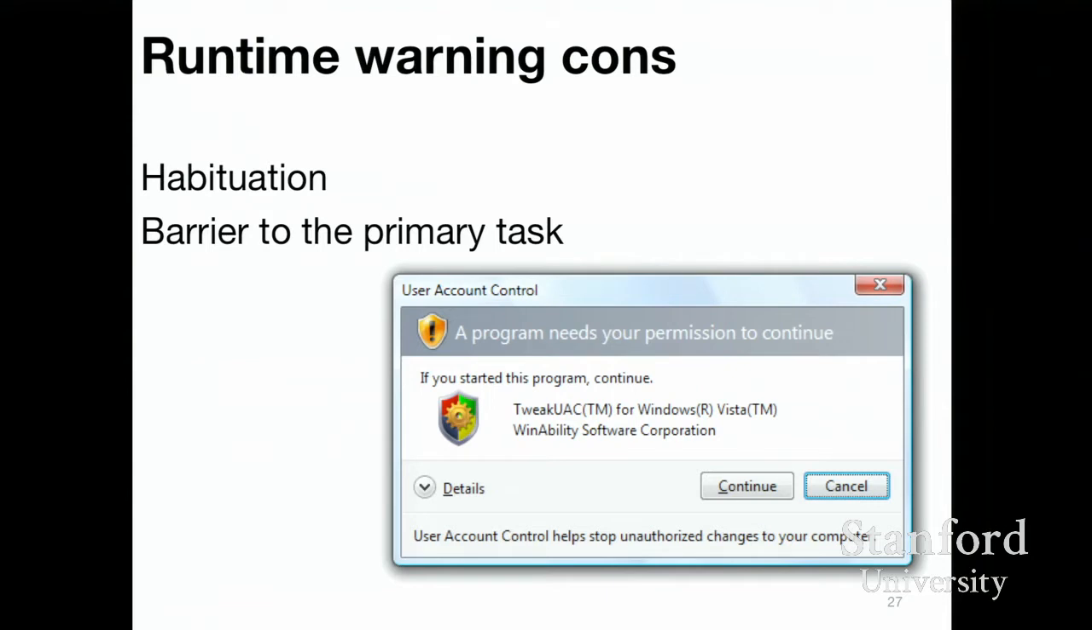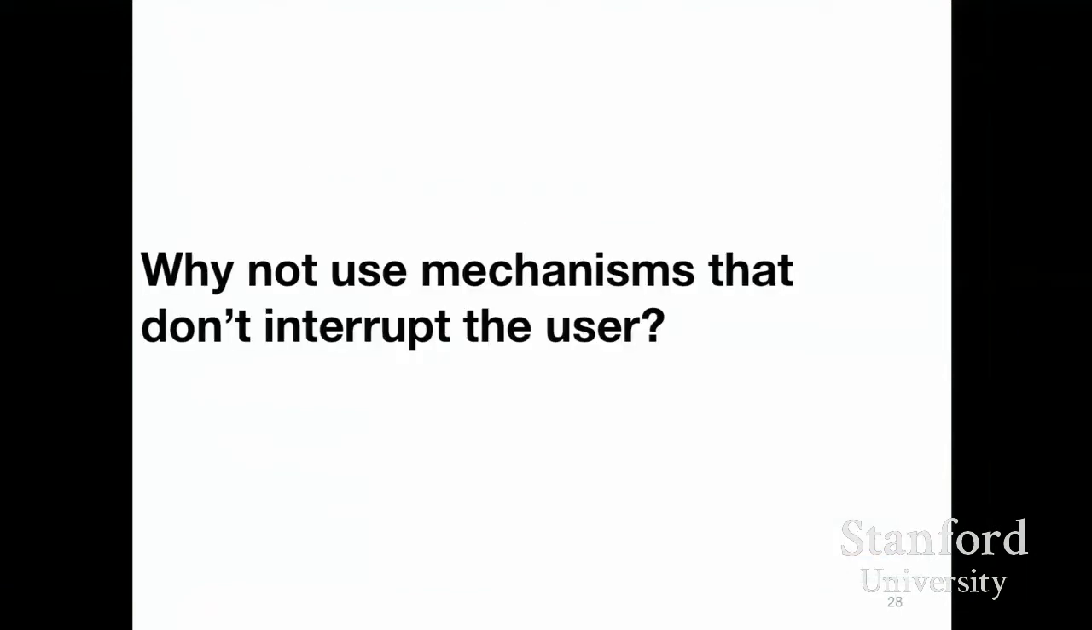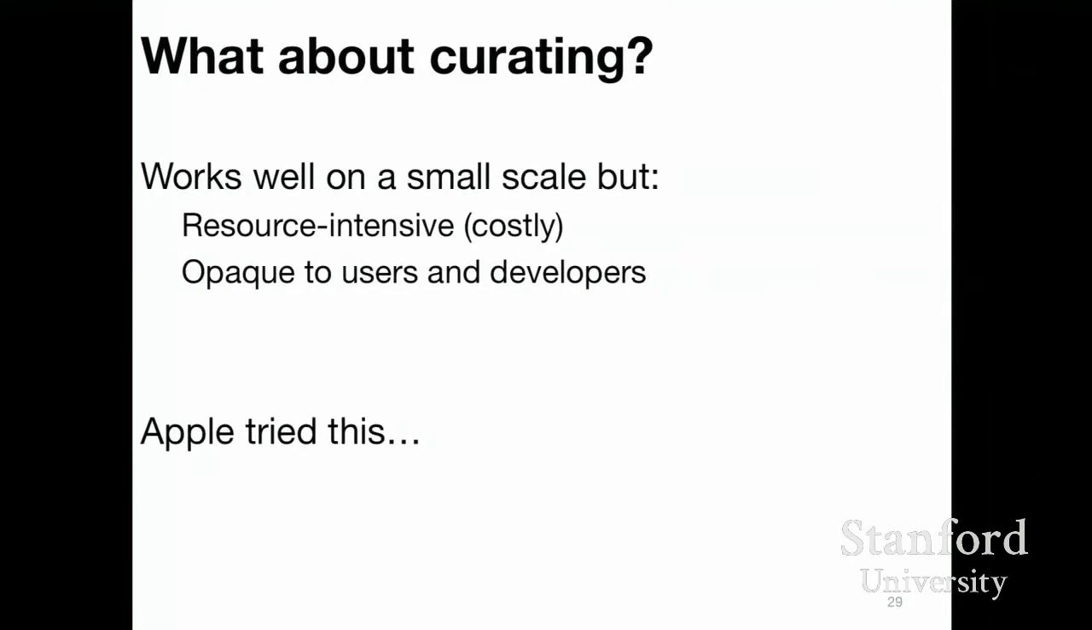So Microsoft got a lot of flak for this in Windows Vista. They had this User Account Control. Whenever an application required any sort of elevated privileges, it would throw one of these runtime warnings and basically trained people to click continue whenever they saw one of these. So this begs the question, maybe we could use some sort of mechanism that doesn't interrupt the user's flow so that these aren't seen as a barrier to the primary task.